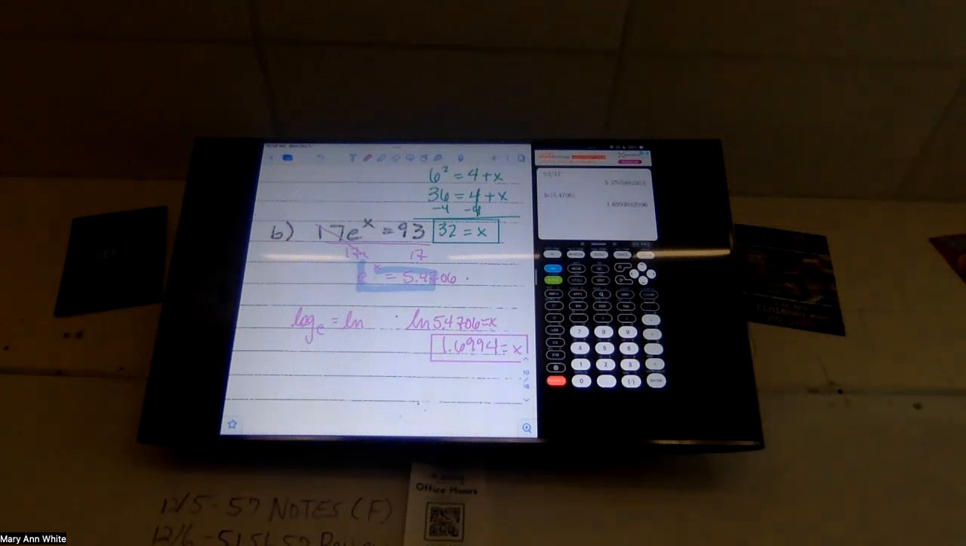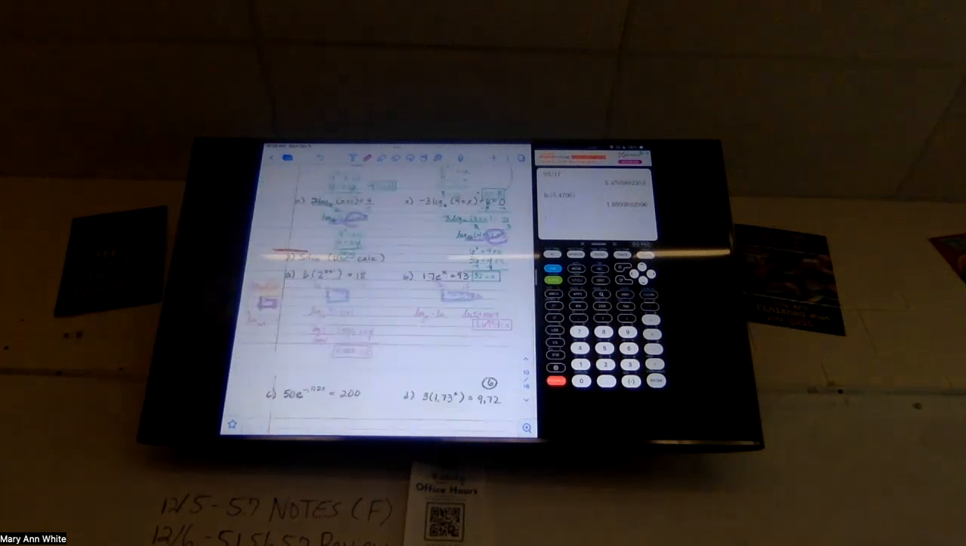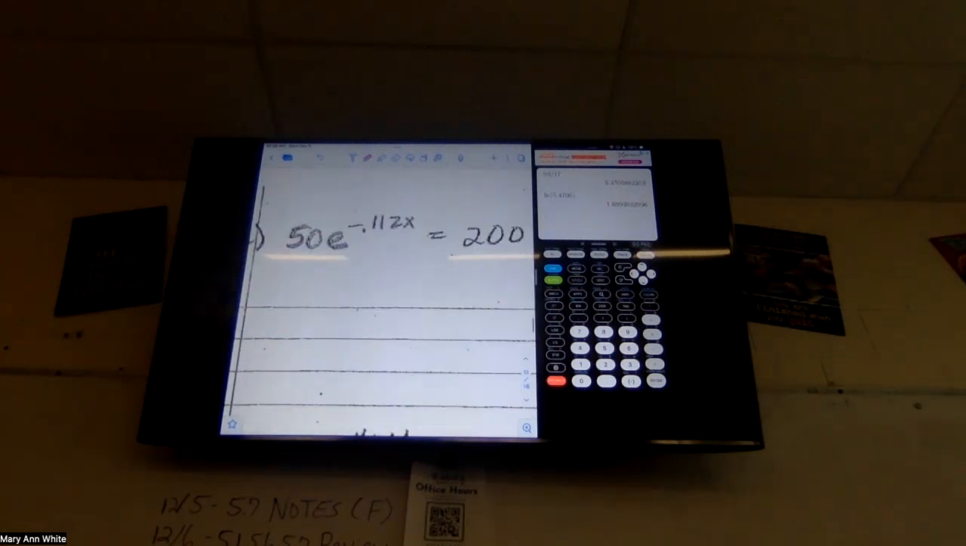All right, I'm gonna go do C and D really quick. So if you were a little lost join me here, I'm gonna divide by 50 on both sides. So I get e to the negative 0.112x equals, it's too early to do math, 4. Now we do our log roll. Log base e of 4 equals negative 0.112x. And log base e is ln of 4 equals negative 0.112x. We can do ln of 4.